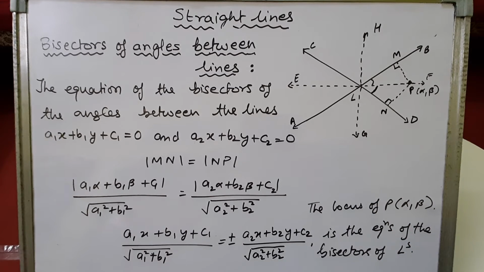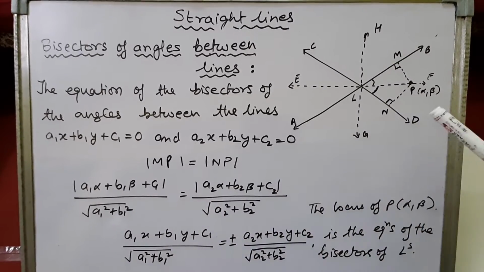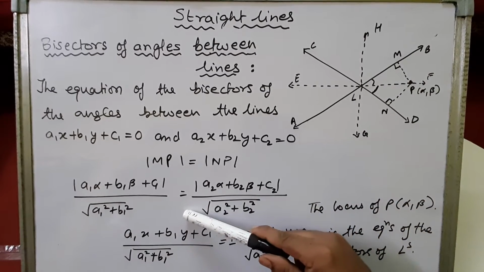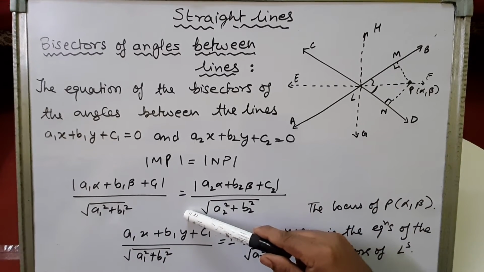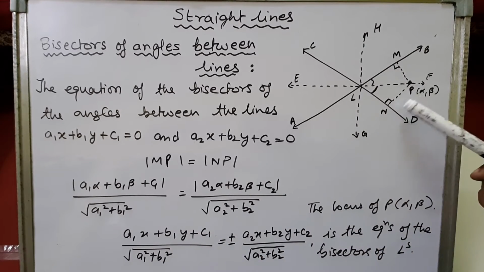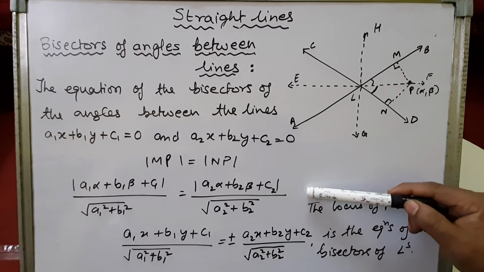So if we calculate the perpendicular distance MP, it will be a1 alpha plus b1 beta plus c1 upon under root a1 square plus b1 square. And if we calculate the distance NP, it will be a2 alpha plus b2 beta plus c2 upon under root a2 square plus b2 square.